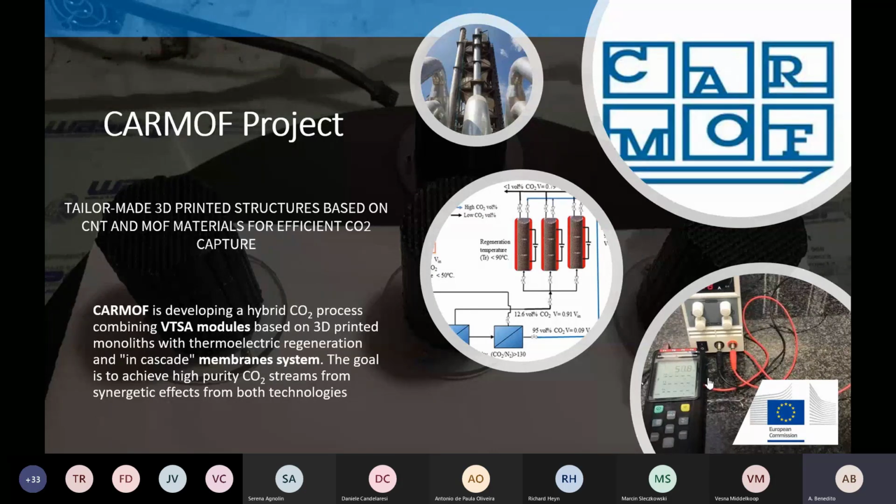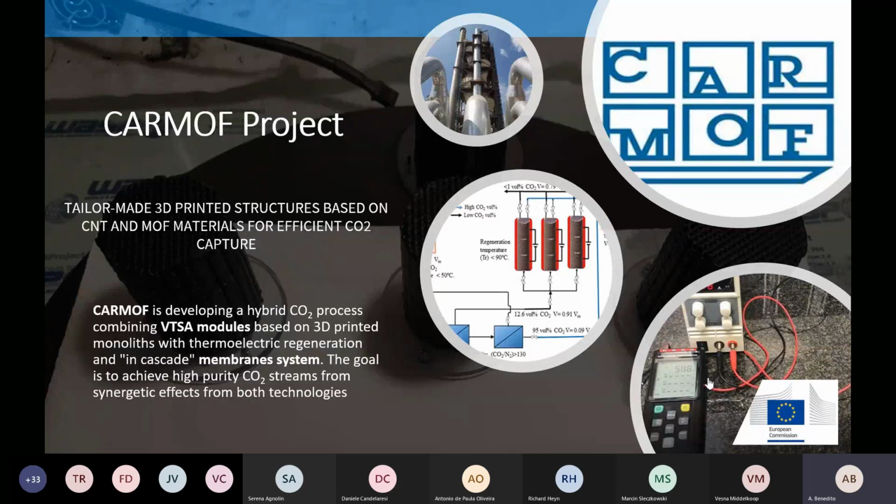But the most important thing that I would like to highlight about the Carmos project is that we aim to develop a hybrid CO2 capture system combining a VTSA, this means a vacuum temperature swing adsorption unit, with a membrane separation unit. You know that both technologies, solid sorbents to be included in a VTSA unit and membranes, have some limitations. This means some strong points and weak points. In this way, by developing a hybrid system, we want to have a synergetic effect between both and take the best part of each technology.